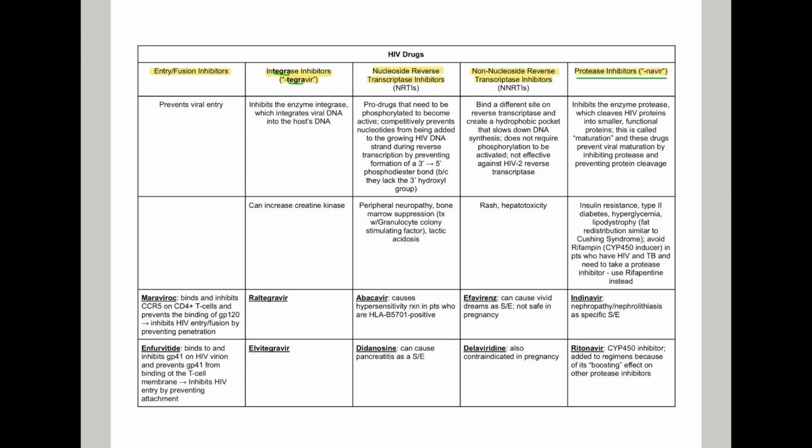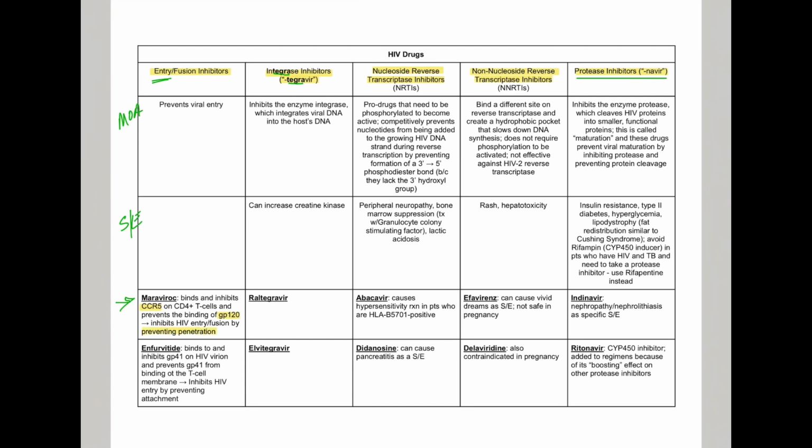So going back here to the entry or fusion inhibitors, the purpose of these drugs is to prevent viral entry. So this is going to be mechanism of action, and these are the side effects. I didn't list any side effects for entry fusion inhibitors. There aren't any that are particularly important for exam purposes. The first drug in the entry or fusion inhibitors is maraviroc, and this one will bind and inhibit CCR5, which is on the CD4 positive T cells. It prevents binding of GP120 onto CCR5. This inhibits HIV entry and fusion by preventing penetration.